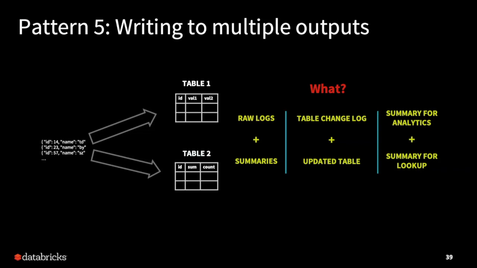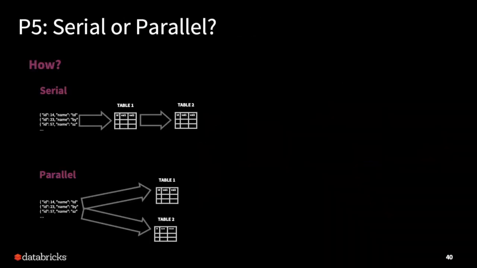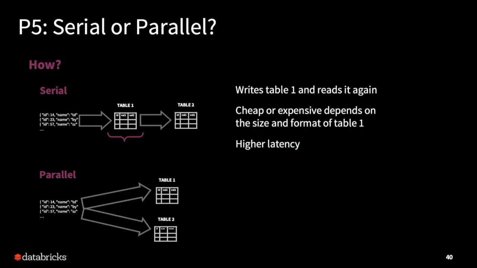So how to do that? Now, updating in streaming can be done in two different ways. Either you can do it serial or parallel, that's the way to think about it. Each has its own advantages and disadvantages. So in serial, basically you are doing the first computation, writing it to table 1, and then reading table 1 once again to compute the second computation in table 2.